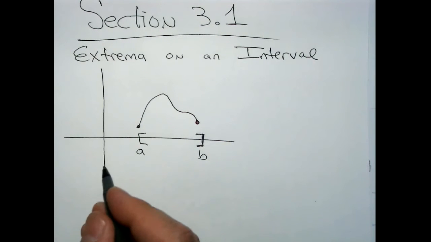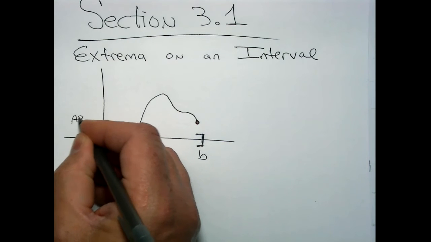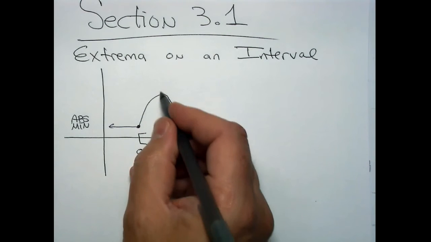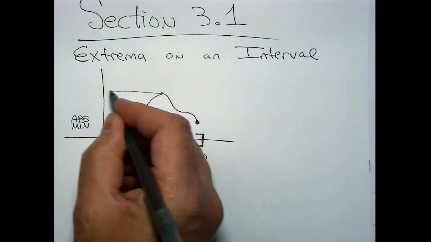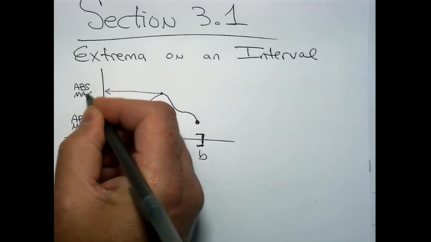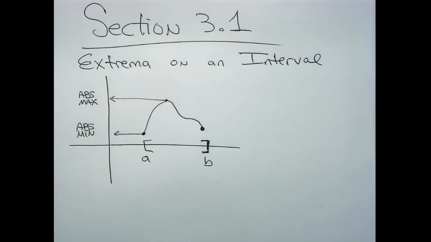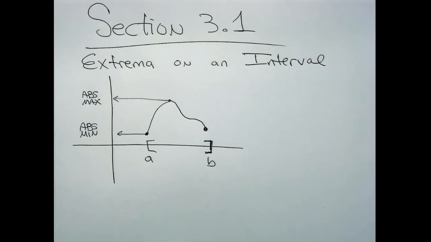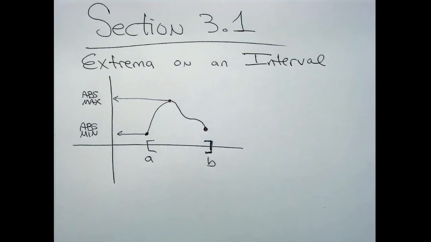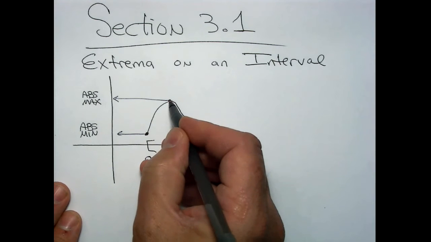What is the lowest y value that shows up? Right here. This would be called the absolute minimum. What is the highest y value? Well, that would be up here, located on the top of this hill, and we'll call that the absolute maximum. So absolute max and min are located at the highest y value and the lowest y value.